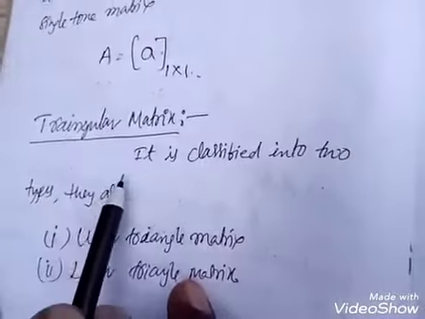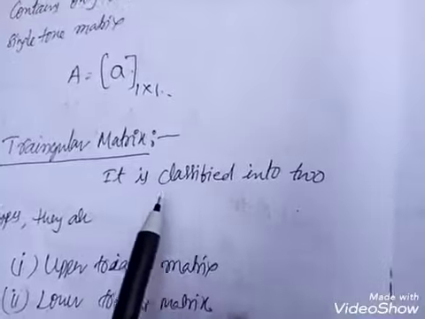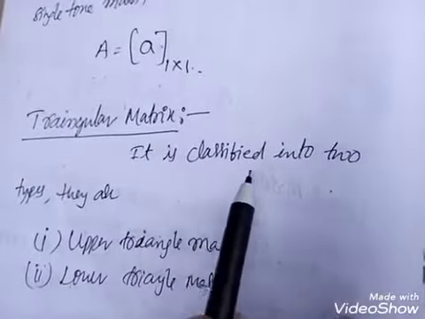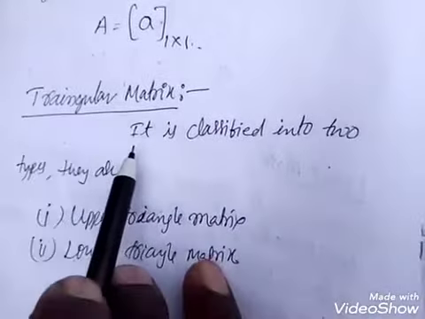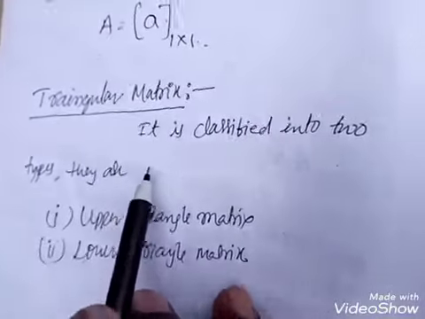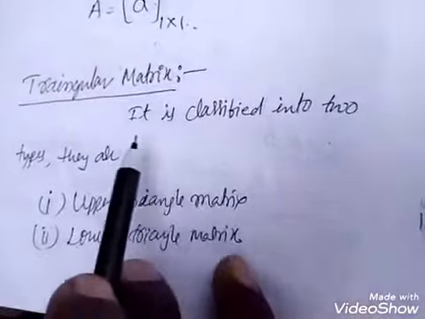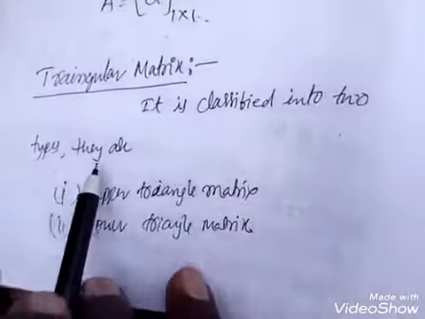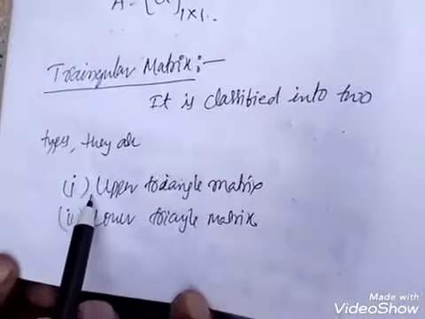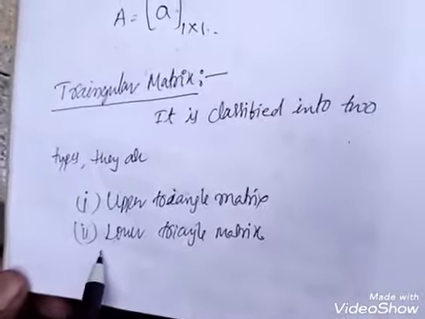What is a triangular matrix? Usually we calculate the determinant in triangular matrices more and more. A triangular matrix is of two types. It is classified into the upper triangular matrix and the lower triangular matrix.